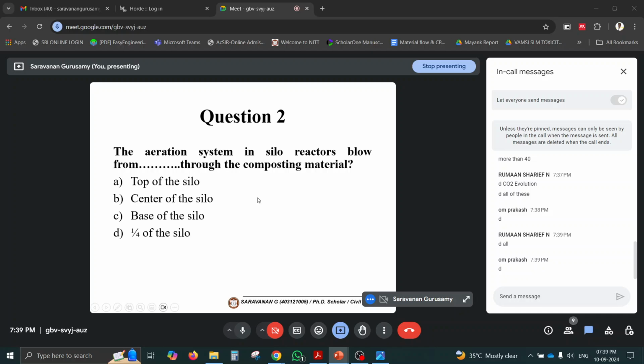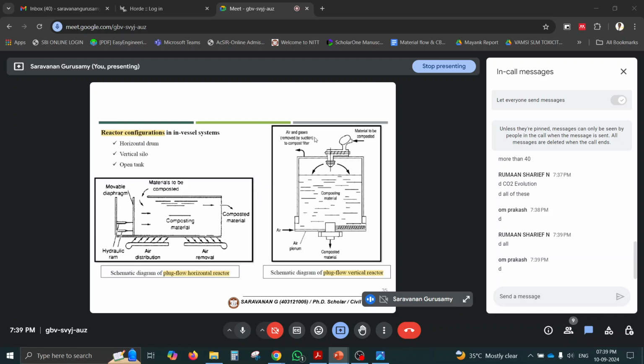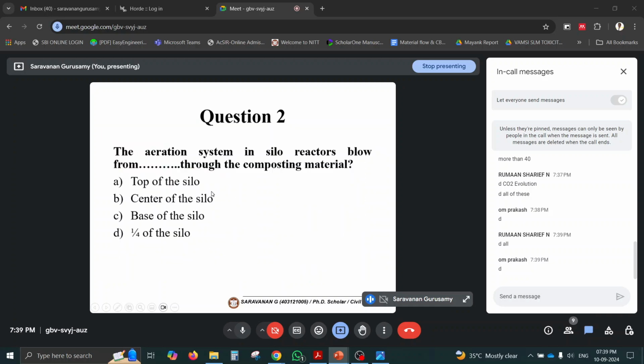Then second, the aeration system in a silo reactor blows air from dash through the composting material. So silo is what? Vertical type of composting. Horizontal type is horizontal drum. Vertical type is called silo. We have discussed in the last diagram also. Silos are the vertical system. How is the air passing through the composting material: from the top of the silo, or from the center of the silo, or from the base of the silo, or through 1/4 of the silo?